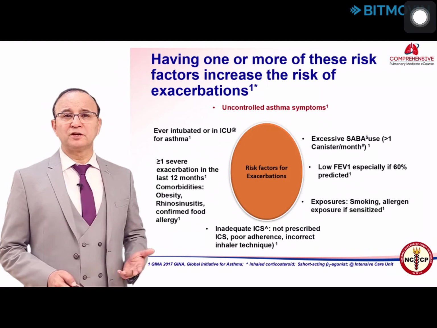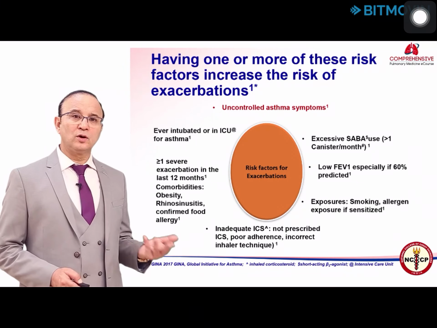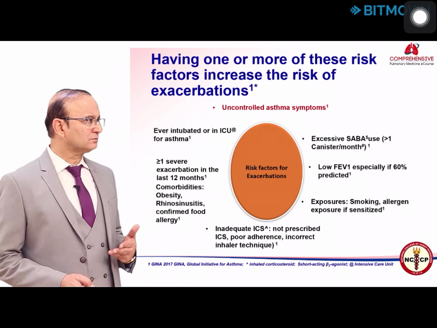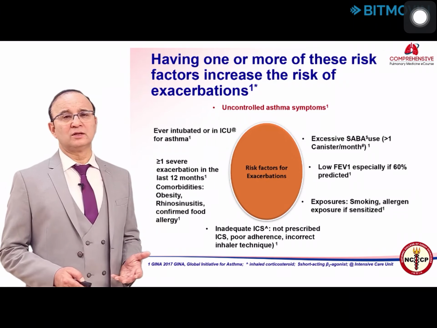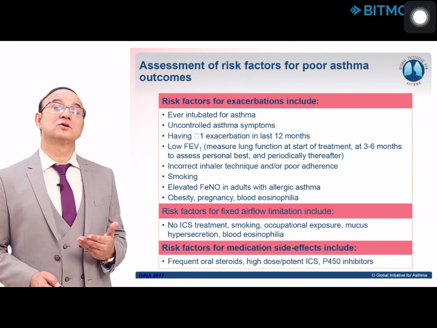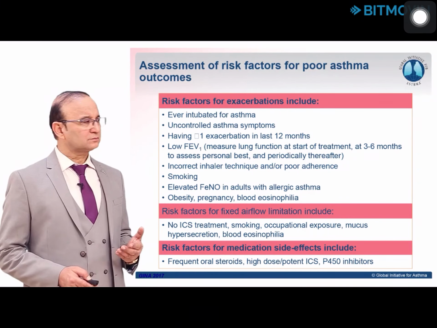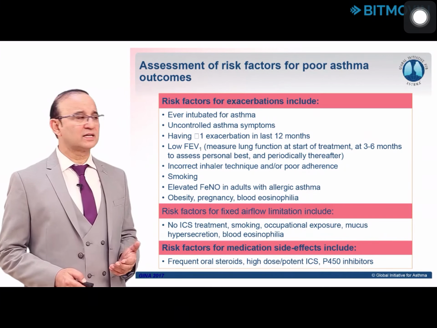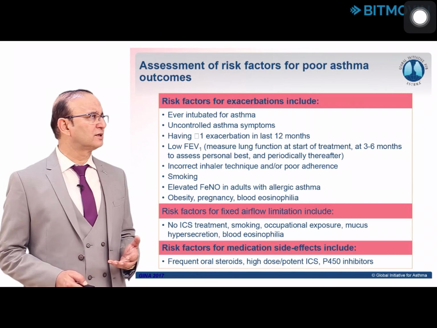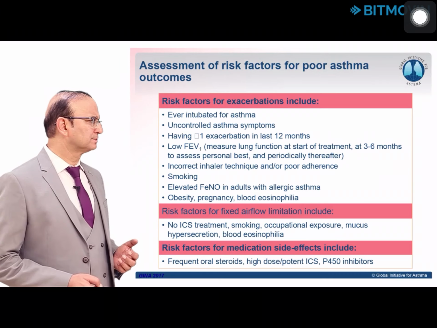Some people will finish one canister of short-acting beta-2 agonist in a month. Low FEV1, especially if it is less than 60%. A patient who is a smoker, a patient who is exposed to allergens quite frequently and is sensitized. Also, they have seen that patients with incorrect inhaler technique and poor adherence. Then elevated nitric oxide in adults with allergic asthma, obesity, pregnancy and high level of blood eosinophilia have also been included as risk factors for exacerbation.